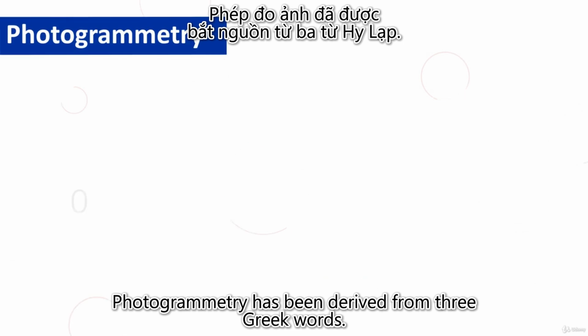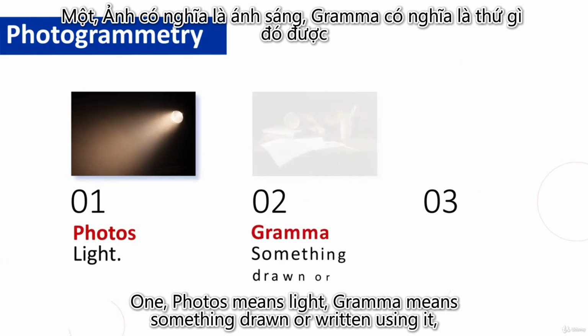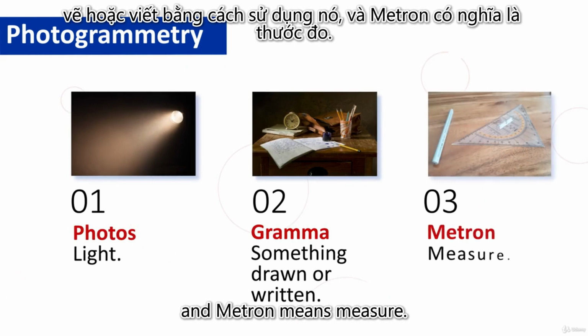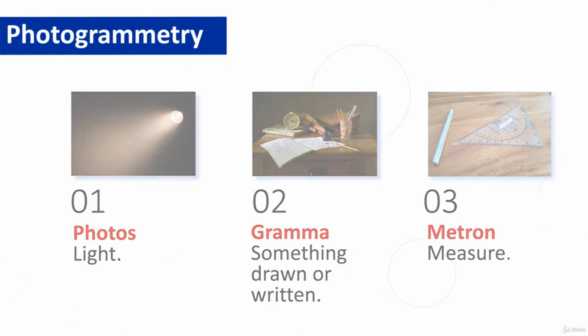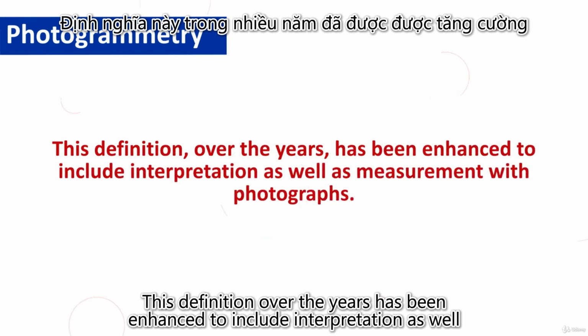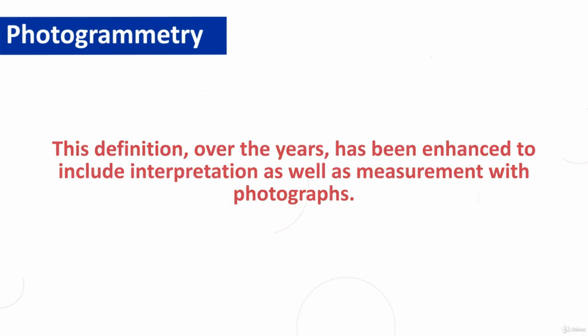Photogrammetry has been derived from three Greek words. Photos means light, gramma means something drawn or written using it, and metron means measure. This definition over the years has been enhanced to include interpretation as well as measurement with photographs.